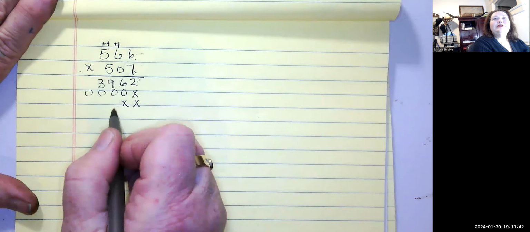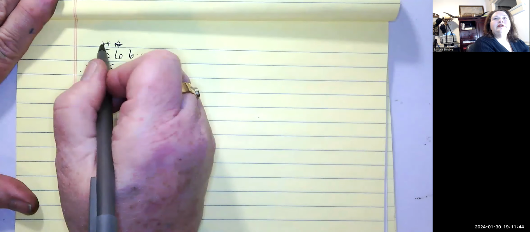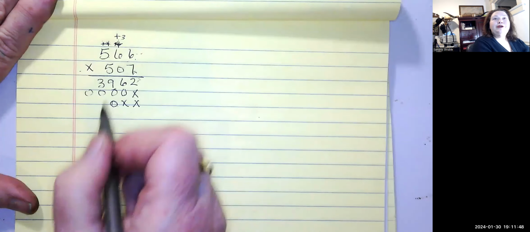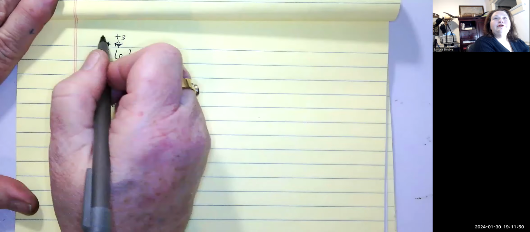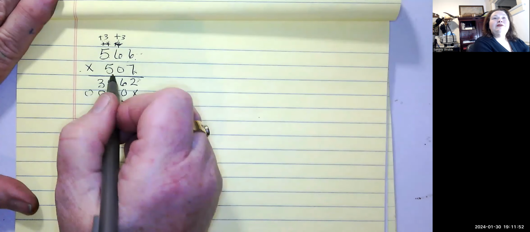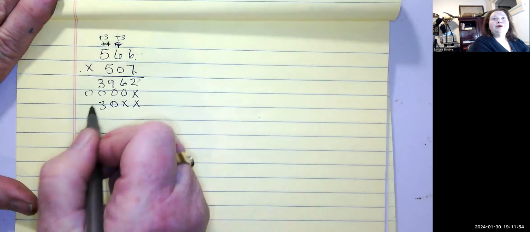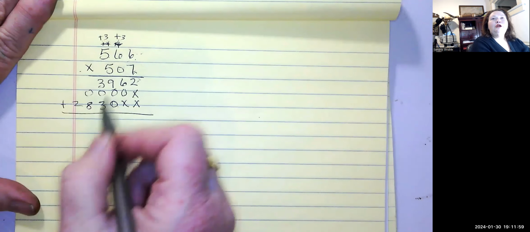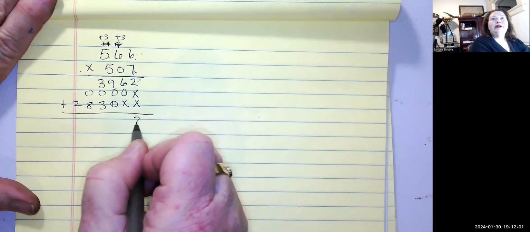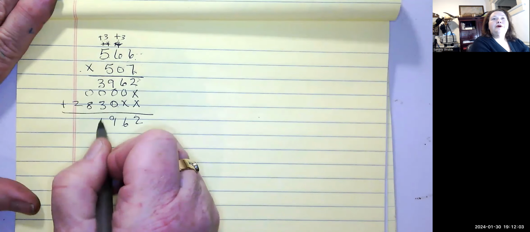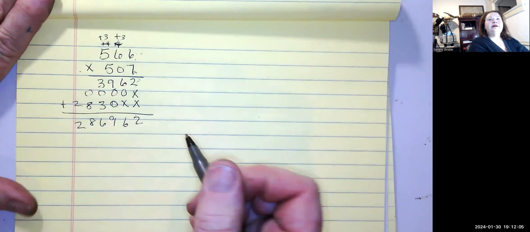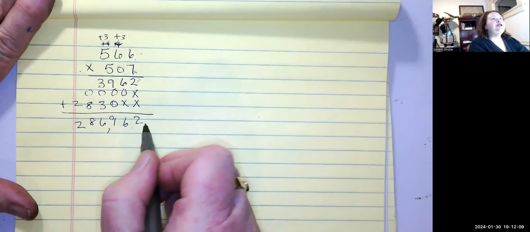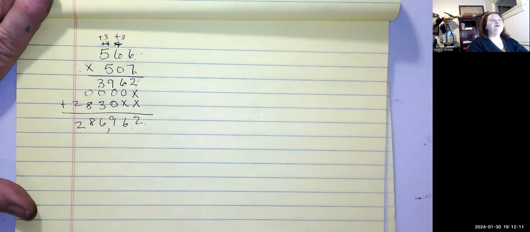So 6 times 5 is 30. I've already done these, plus 3. 6 times 5 is 30, plus 3 is 33. 3 and carry the 3. And then 5 times 5 is 25. 25 plus 3 is 28. Once you get them, make sure to keep them all lined up, because then you just come down here and add everything up. All right, so we got 286,962. Yep, looks like I got it right.